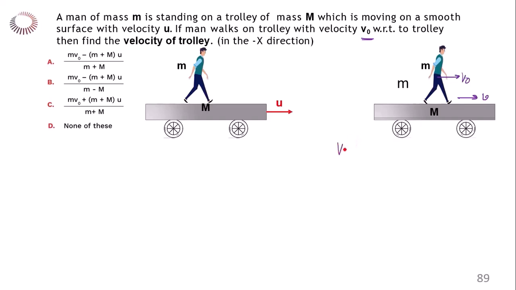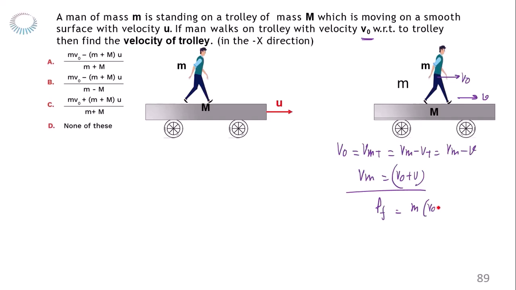So that v naught is given as the velocity of the man with respect to the trolley. That is equal to vm minus vt, that is equal to vm minus v. So what is vm? That should be equal to v naught plus v. So the final momentum should be equal to small m into (v naught plus v), that is the momentum with respect to the ground, plus capital M into v is the final momentum.